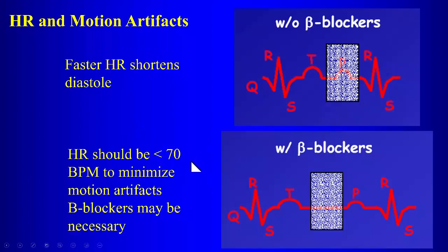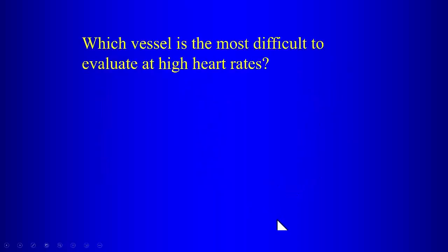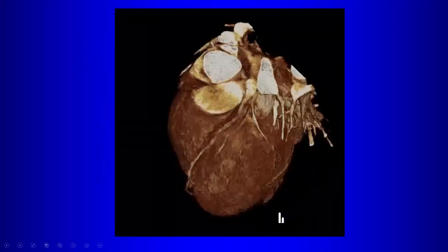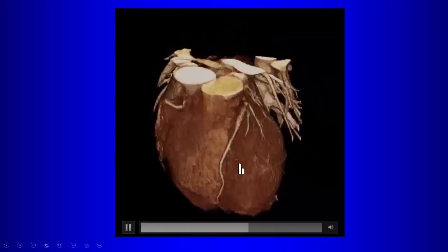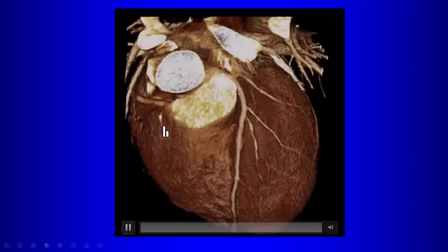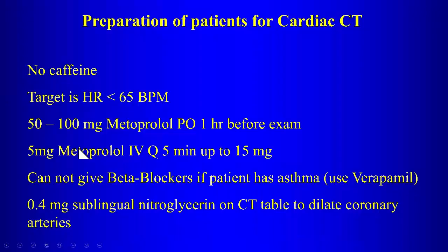You want the heart rate less than 70, but 55 to 60 is really optimal to getting a really great CT study. And you can see here what happens to the diastolic time as the heart rate gets faster. It really shrinks very quickly, so your optimal scanning window really gets small very fast as the heart rate goes up. And we've said that the vessel that is most difficult to evaluate is the right coronary artery, because remember, you're imaging in diastole, so the ventricle shouldn't be moving, but you will have atrial motion from the P wave as the heart rate gets faster and that gets into your reconstruction window.